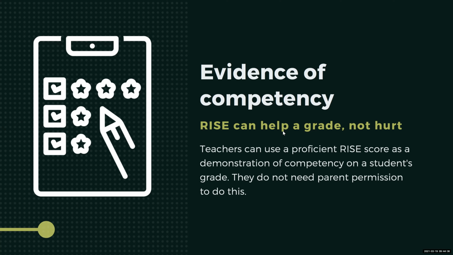So you can use a RISE score to replace a final. You can use it to replace missing work. It's left kind of intentionally vague. They leave that to teacher judgment. What would be the appropriate way to use RISE proficiency as evidence of competency on a grade?